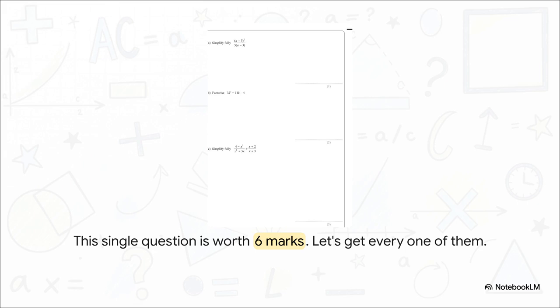So, here it is, the big one. Question 15, straight from a GCSE paper, and it's worth a whopping 6 marks. Now it's broken down into 3 little chunks, parts A, B, and C. The real secret here is figuring out how the examiner gives out the points for each part. If we get that, we get all the marks. It's as simple as that.